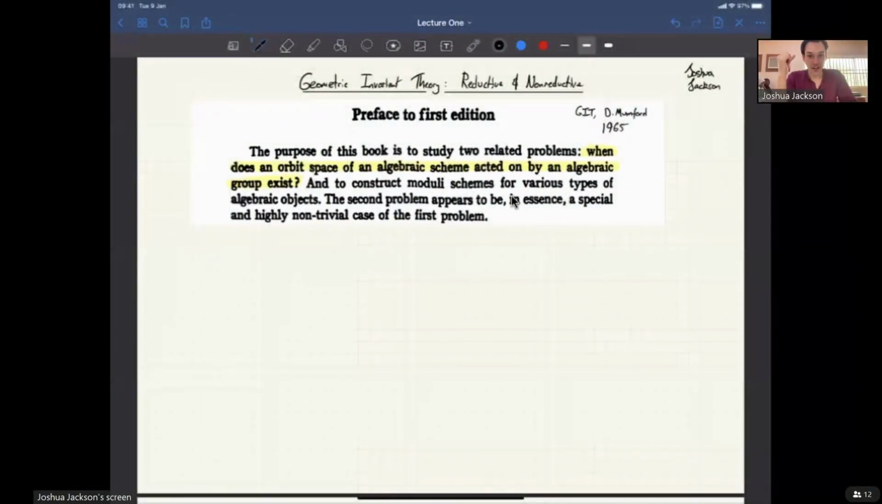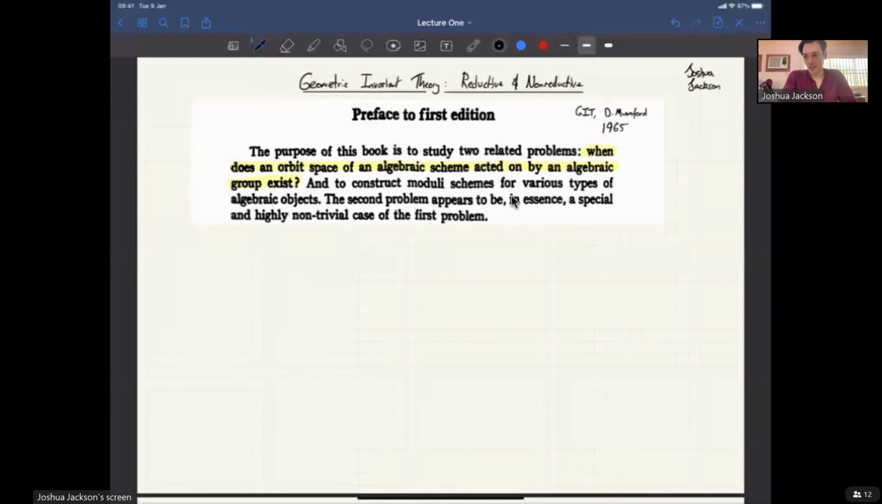Geometric invariant theory. I've titled this "reductive and non-reductive" because I want to tell a story that goes from, arguably, the late 19th century, but let's say for the sake of argument the 1960s, up until the present day. So hopefully towards the end of this course there'll be some stuff which is new to pretty much everybody. The plan is to spend a lecture today motivating the problem and setting it up.